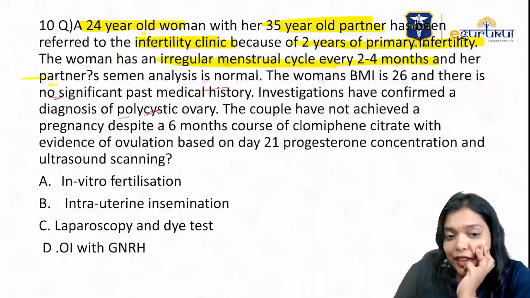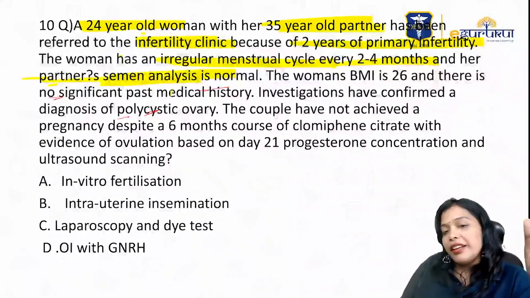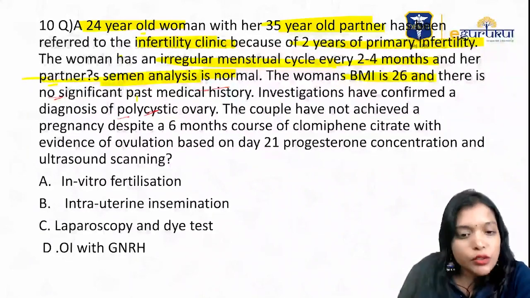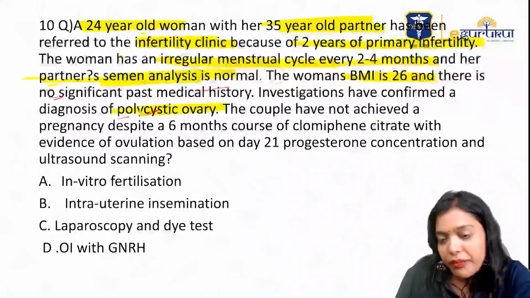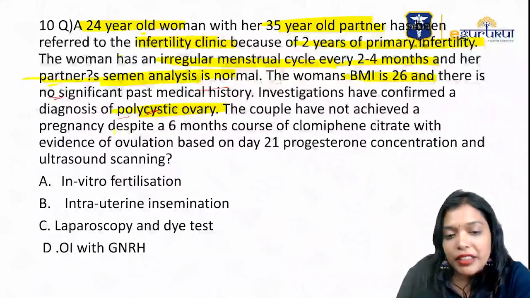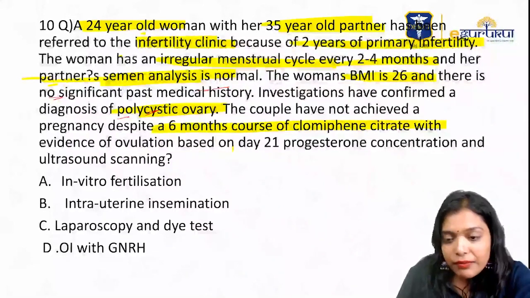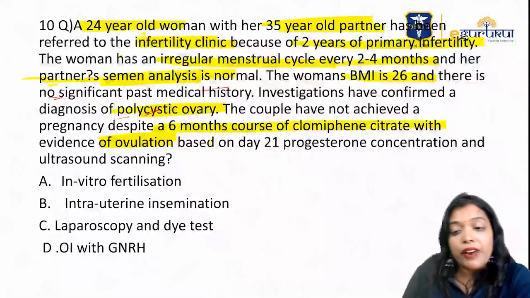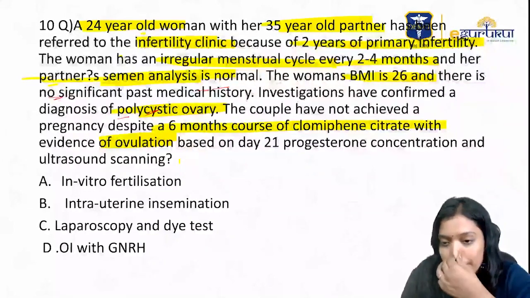See, here they clearly gave that the partner's semen analysis is normal. So again, this looks like PCOD itself. Woman's BMI is 26. There is no significant past medical history. Investigation has confirmed the diagnosis of PCOD. The couple have not achieved a pregnancy despite a 6 months course of clomiphene citrate, with evidence of ovulation based on day 21 progesterone concentration and ultrasound scanning. So what is the next step which you want to do for this patient?